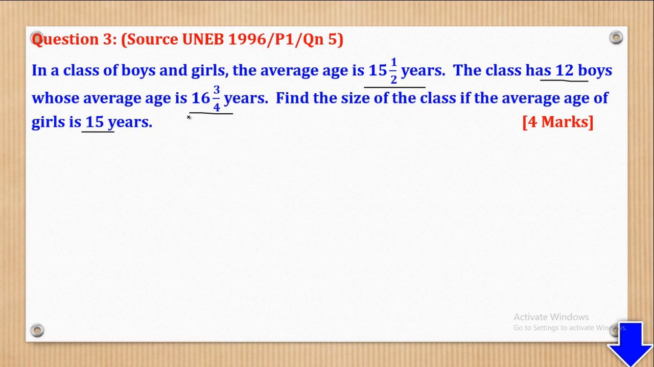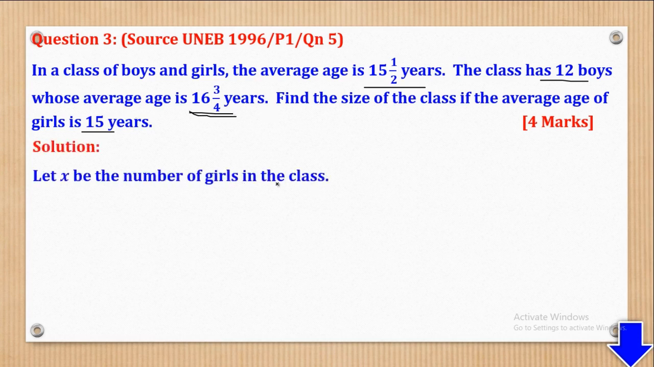So that means that we don't know the number of girls in the class, and that's what we have to first look for. Since they told us that the average age of all the boys and girls is 15.5, but the average age of only boys is 16.75, we shall come here and say that let x be the number of girls in a class.